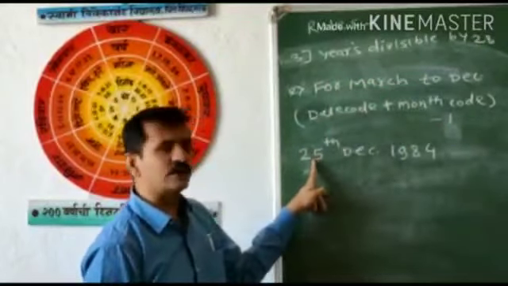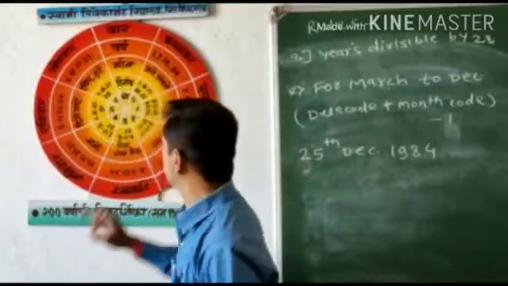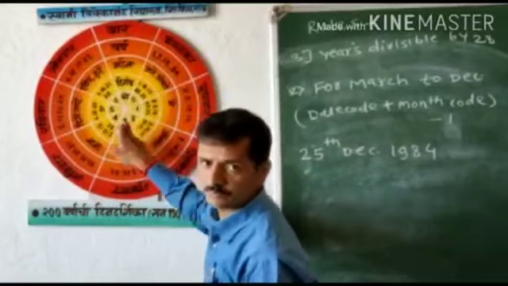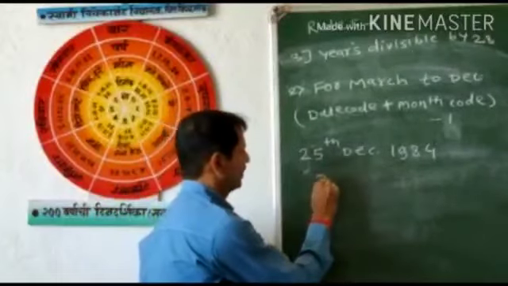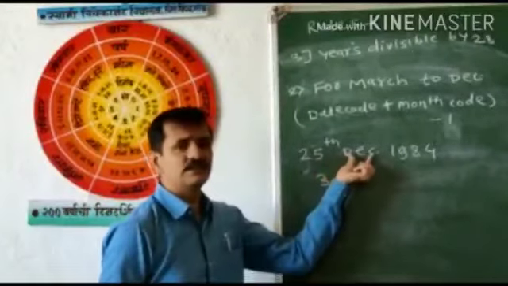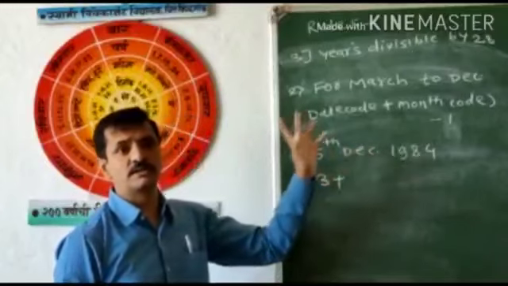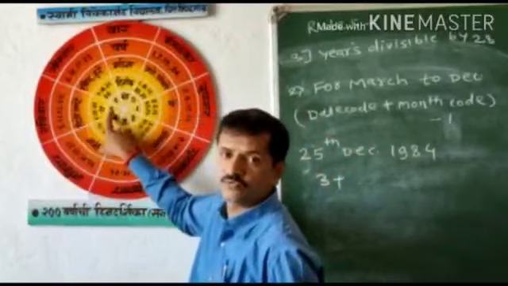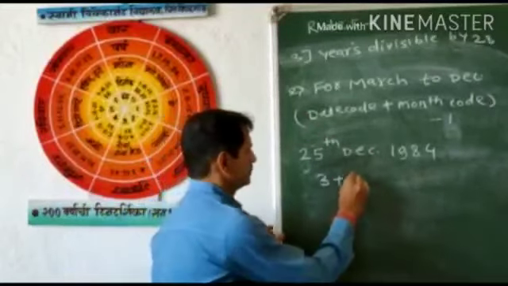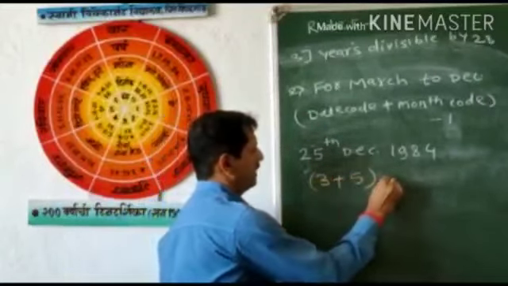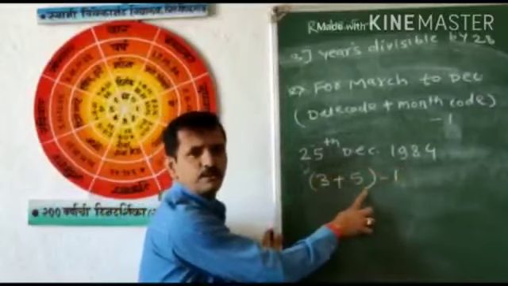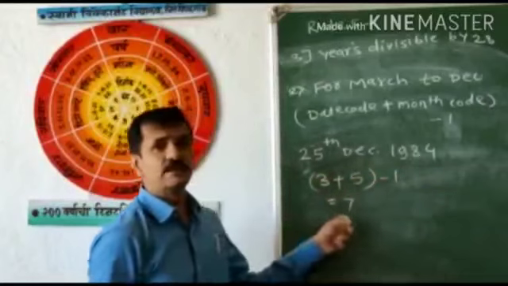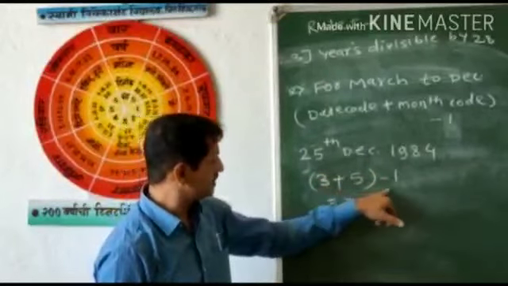Now we have to find date code for 25th date. For 25th date, there is date code 3. So 3 plus. Now month December. For month December, we find code December having code 5. 3 plus 5 minus 1. What is 3 plus 5? 8. 8 minus 1? 7. Here we get 7.